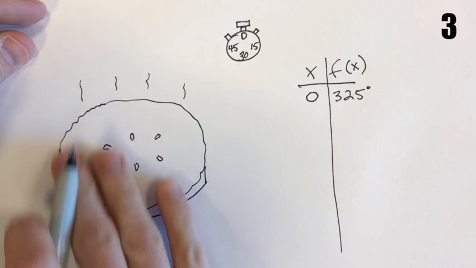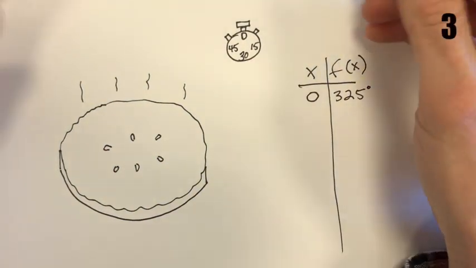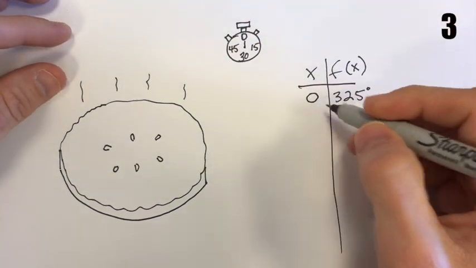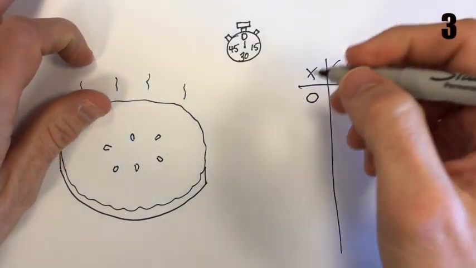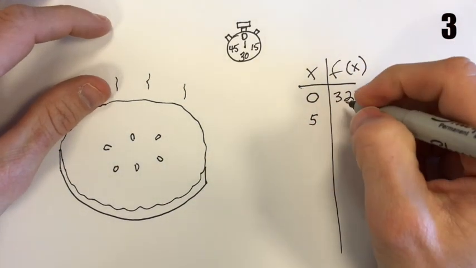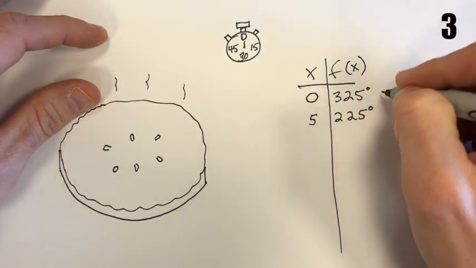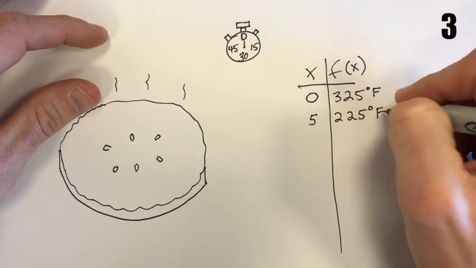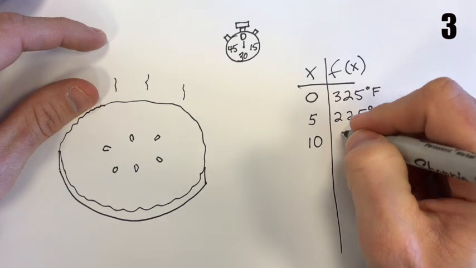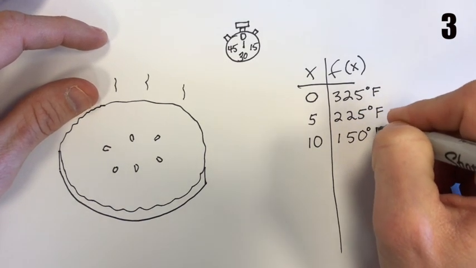All right, in this case, you've got a pie that you've been baking. You just took it out of the oven. You start the timer, and you're counting in minutes. At 0 minutes, the pie is 325. After 5 minutes, the pie has cooled significantly down to 225 degrees Fahrenheit. And then after 10 minutes, it has cooled down to 150 degrees Fahrenheit.